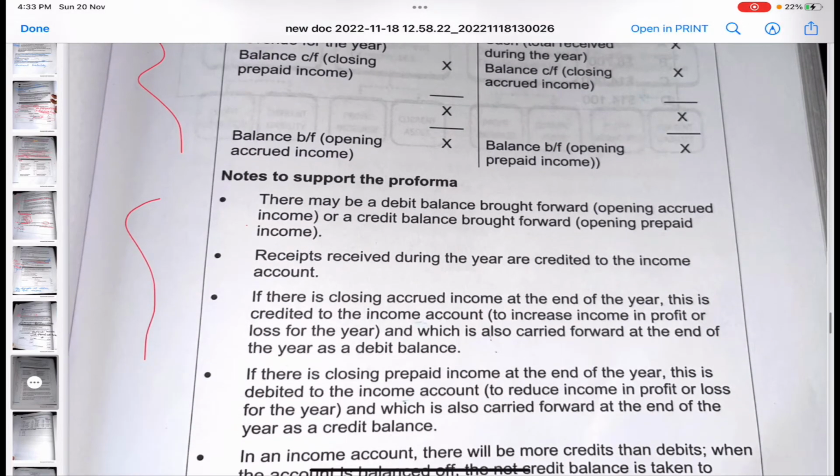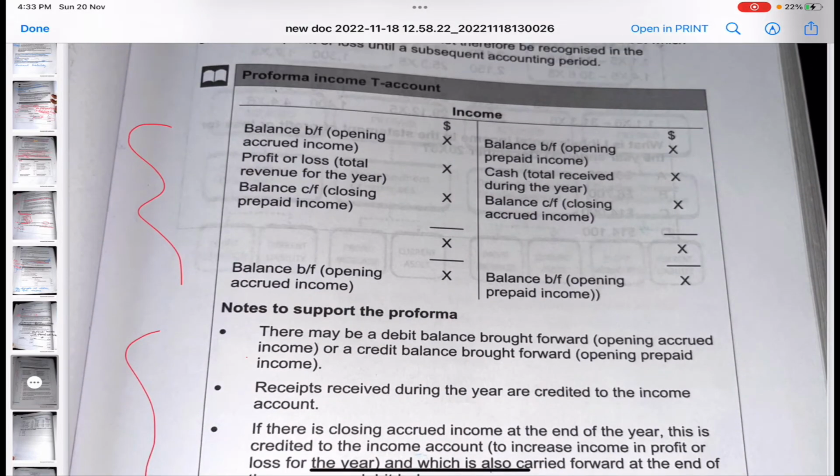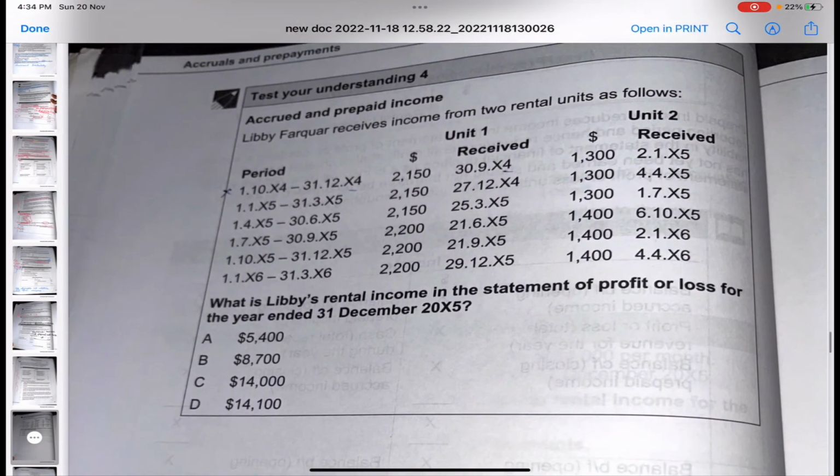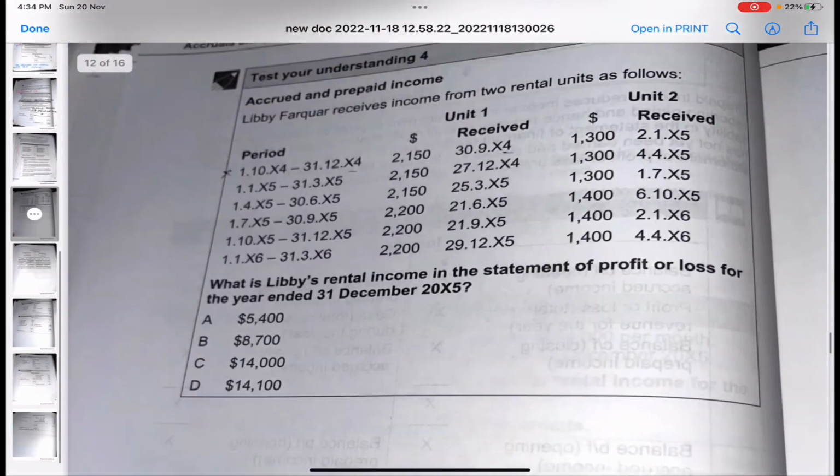Okay. So this is our T-shaped income account, which is our ledger account, which we have already discussed. This is our test your understanding 4. Let's quickly do this, then we'll be done with the chapter.